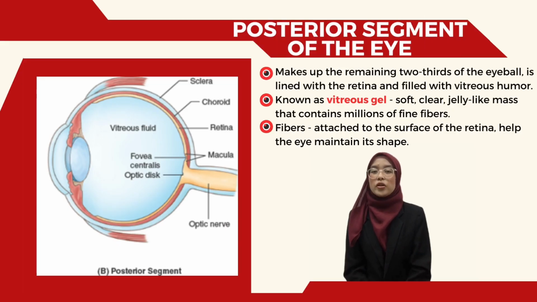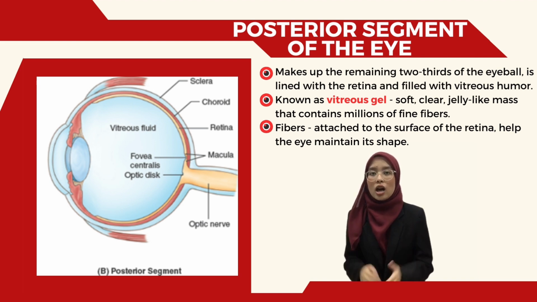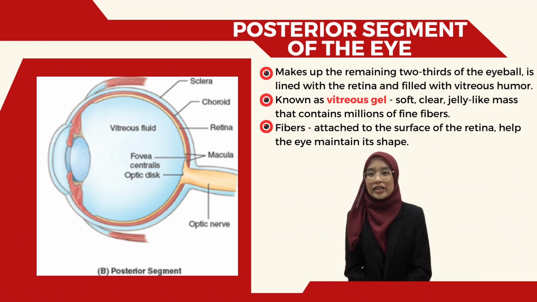Last but not least, the posterior segment makes up the remaining two-thirds of the eyeball. It is located on the back side of the eyeball, in detail behind the iris and in front of the ligament that holds the lens, and is lined with the retina and filled with vitreous humor. This is also known as vitreous gel, which is a soft, clear, jelly-like mass that contains millions of fine fibers. These fibers, which are attached to the surface of the retina, help the eye maintain its shape.